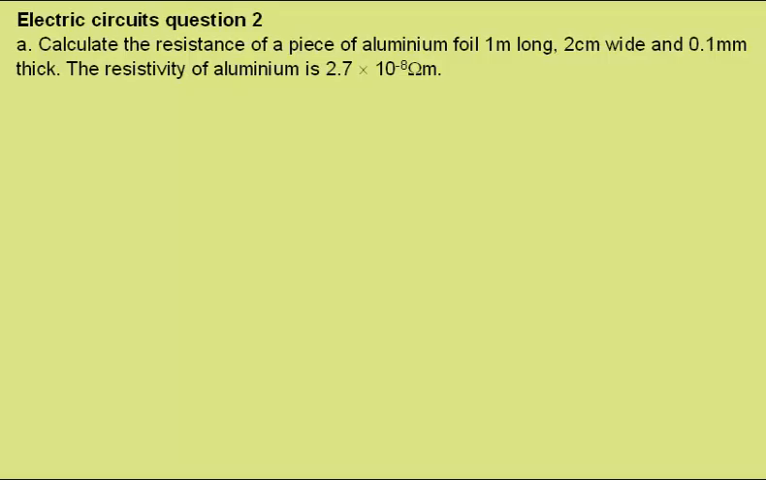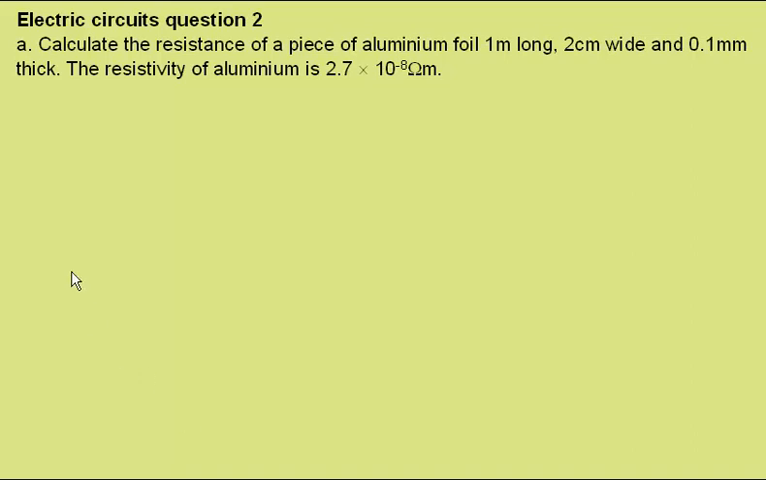Electric Circuits Question 2. Part A. Calculate the resistance of a piece of aluminium foil 1 meter long, 2 centimeters wide and 0.1 millimeter thick, and we're given that the resistivity of aluminium is 2.7 times 10 to the minus 8 ohm meters.